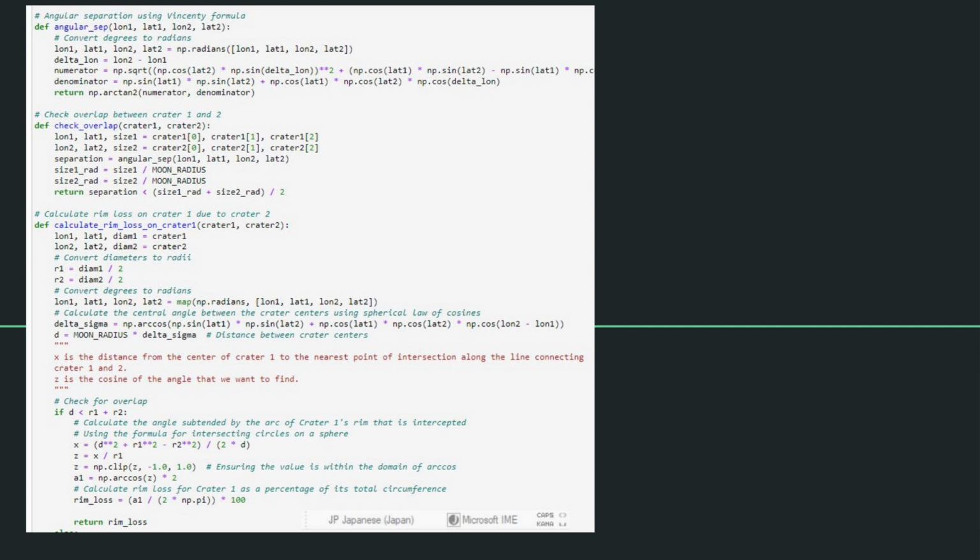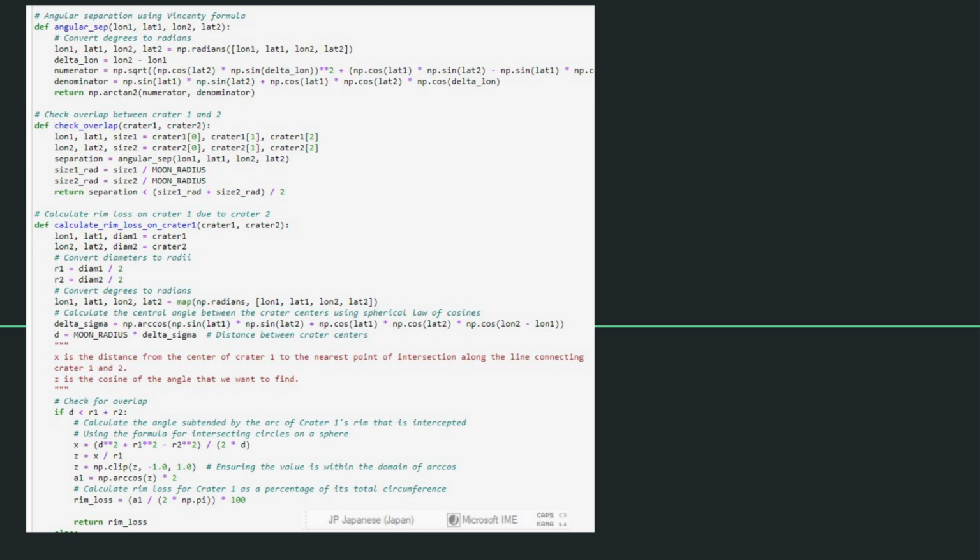The rim loss function calculated the rim loss on crater 1 due to crater 2. It does this by calculating the central angle between the crater centers using the spherical law of cosines. Then, using the formula for intersecting circles on a sphere, it calculates the angle subtended by the arc of crater 1's rim that is intercepted. From there, it converts that angle into a percentage of the circle. That percentage is the rim loss on crater 1 due to crater 2.